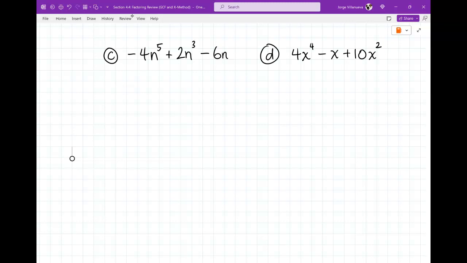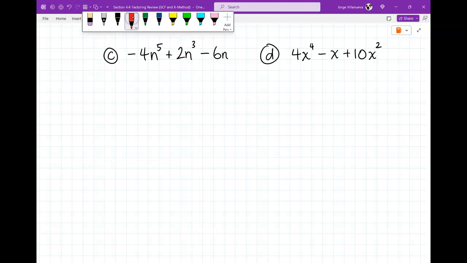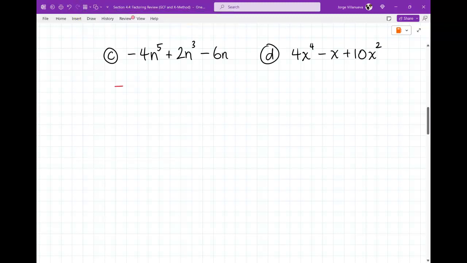So if we look at part C, I see a negative in the front, right? So I'm going to take out a negative. Do they have a number in common? I have a 2, right? So I can put a 2 there. Do they have a letter in common? An n, right? And just one of them, because there's n to the 5th. That means that one has 5 of them. N to the 3rd has 3 of them. But then 6n, that only has 1. So they only have 1 in common. And then I'm going to fill it in with the information that goes inside.